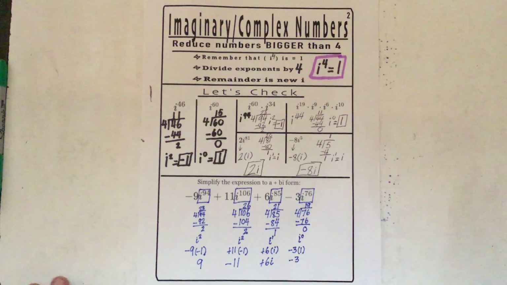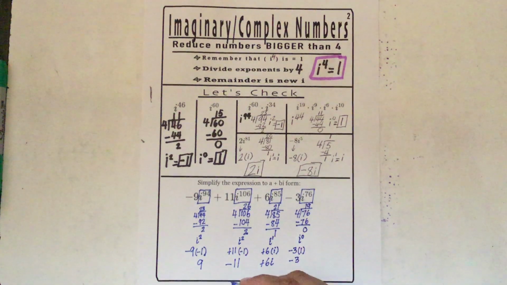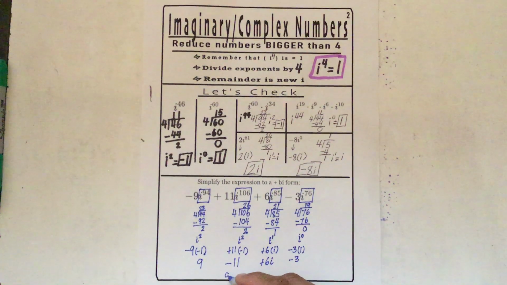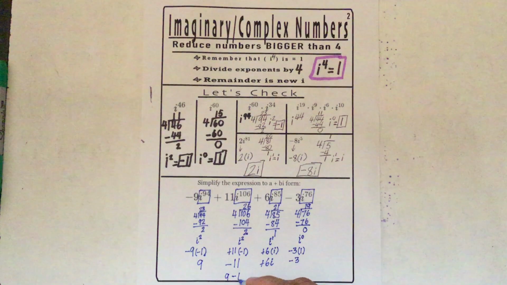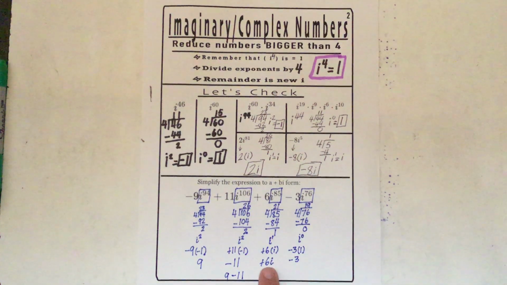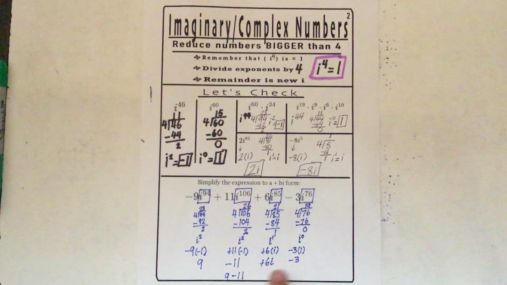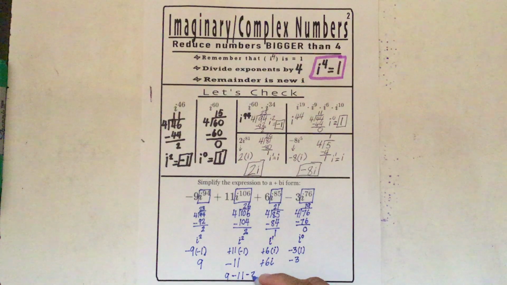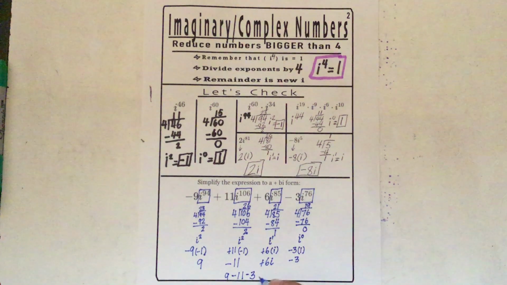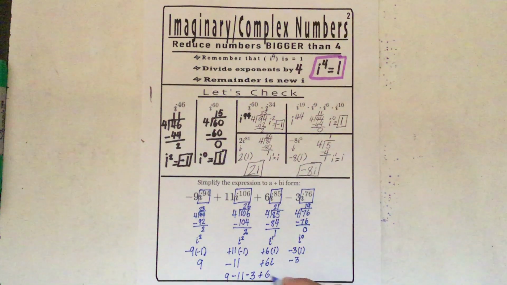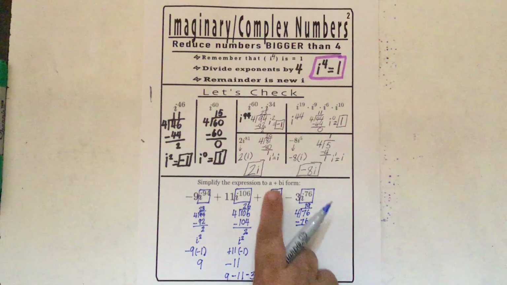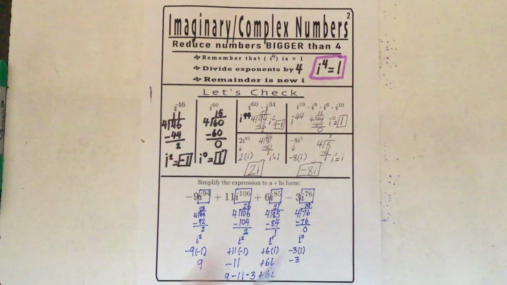Right? So if I put all that stuff together, I get 9 minus 11. Now, I could put the 6i first, but I'm instead going to put this negative 3 first because this negative 3 is just a regular number. So minus 3. And then the plus 6i goes last. Because remember the form that they want? They want whatever goes with i last.